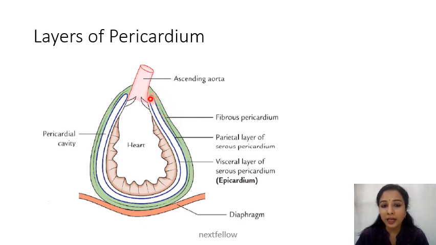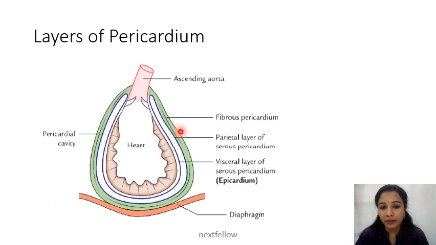The serous pericardium is a double layered sac which gets reflected along the heart. You can see the outer one is called the parietal layer, and the inner lining, which is along with the myocardium of the heart, is called the visceral layer. These two layers reflect along the great vessels which arise from the heart.